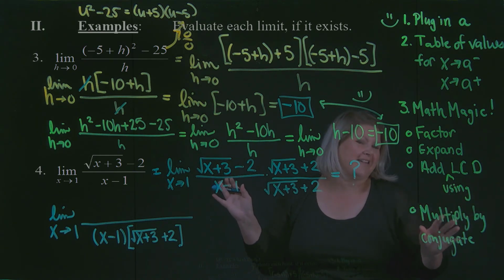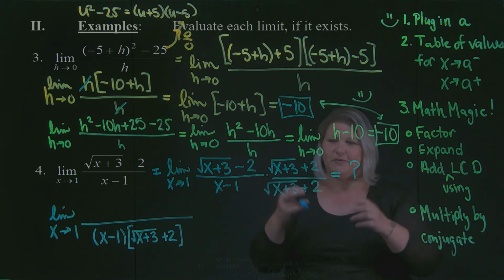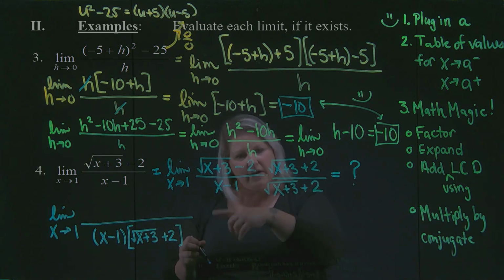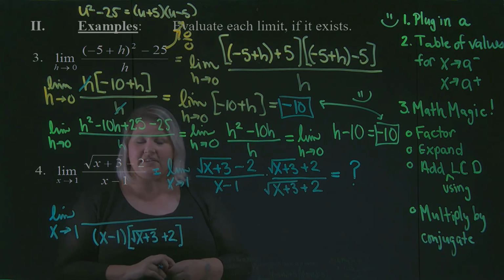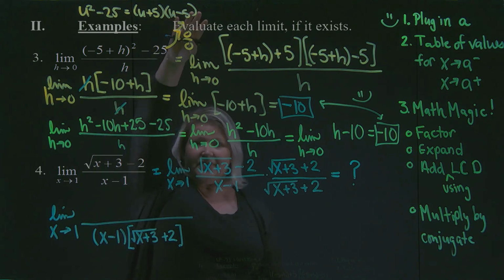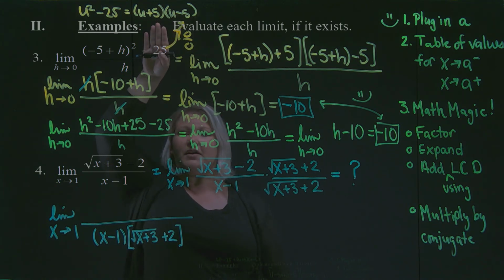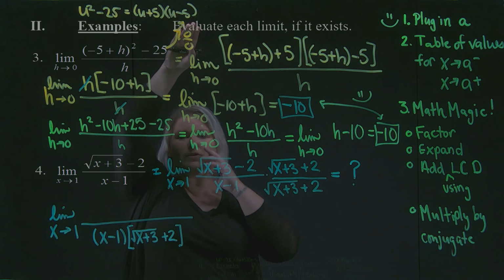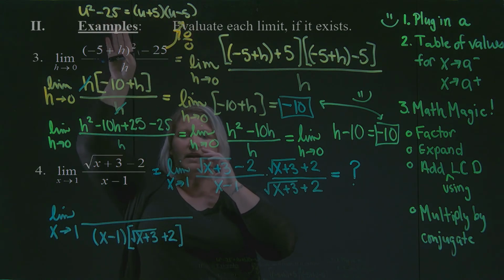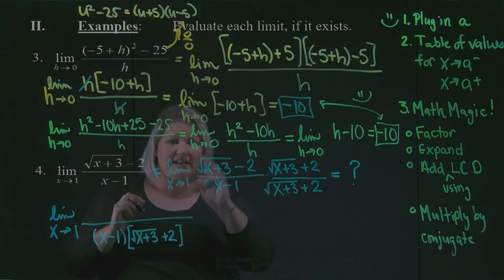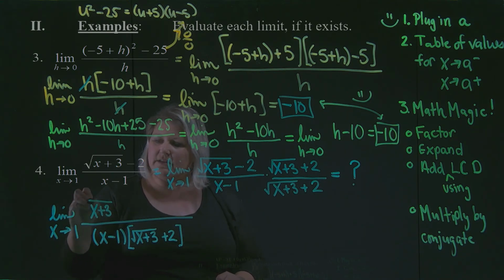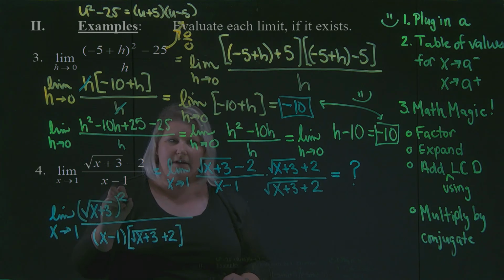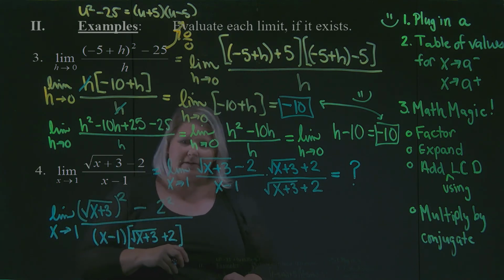Just in case you didn't pause, I will always wait a little bit, to give you the real classroom experience. When I multiply conjugates, what I end up with is a difference of squares. You've got u plus 5 times u minus 5, and you end up with u squared minus 25. So I'm going to end up with the square root of x plus 3, squared, minus 2 squared.